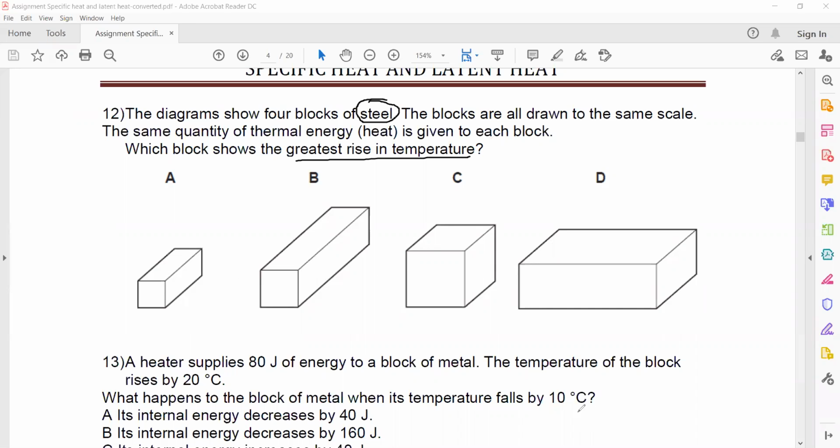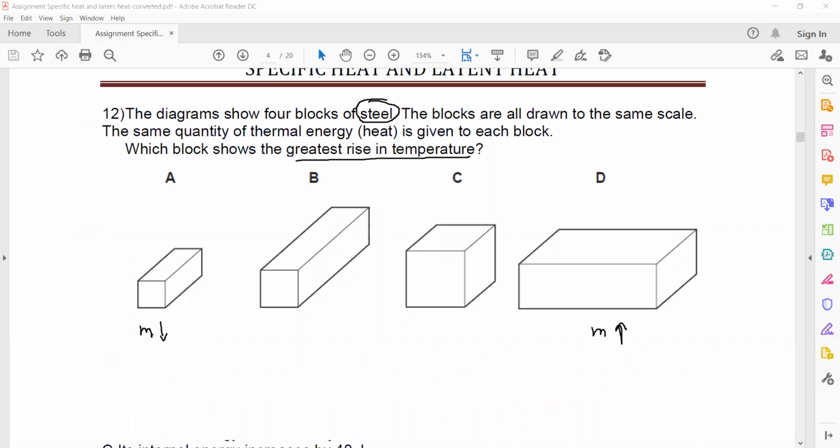Which is a lighter object, like small mass? A has the smaller mass, and D looks the heaviest from the scale. I am using the formula for specific heat capacity because the temperature change is not given. They say we give them the same amount of energy, but the temperature change is not given, so I cannot compare their temperature change directly.